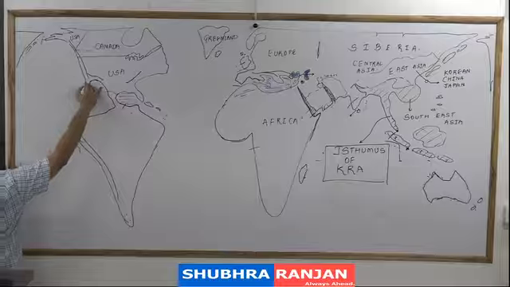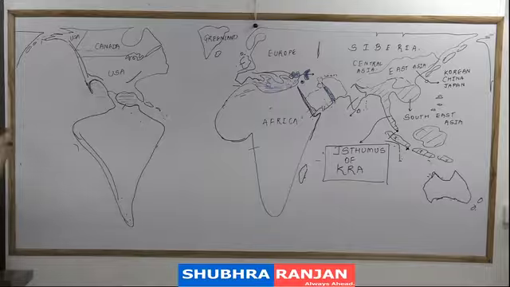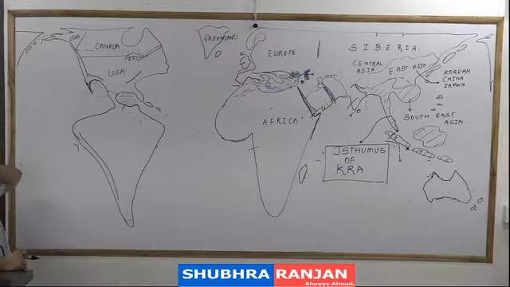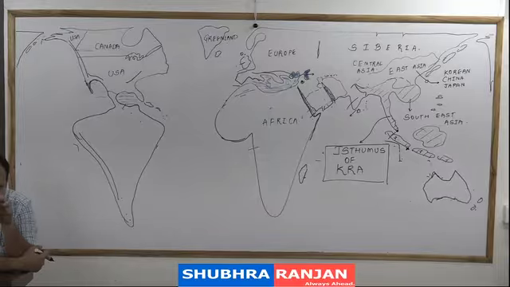This is the Isthmus of Kra. That is the Isthmus of Kra. Now the other isthmus which you should remember is, before I go, tell me, is major trade in the world through roadways, railways, or sea routes?